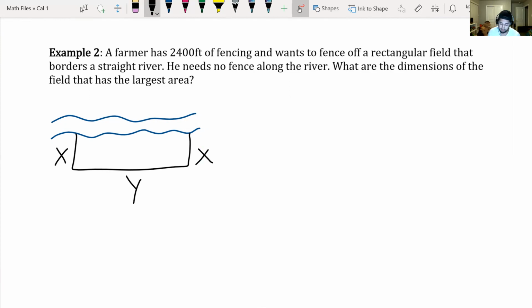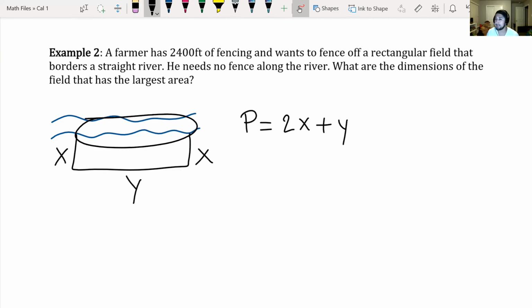We're going to have to find the perimeter equation for it. So for this fence, the perimeter is going to be 2x plus y. The reason it's not 2x plus 2y is because we don't need a fence on the side of the river. So that's why it's 2x plus y. And since this is a rectangle still, well, the area, no matter what, is still x times y.